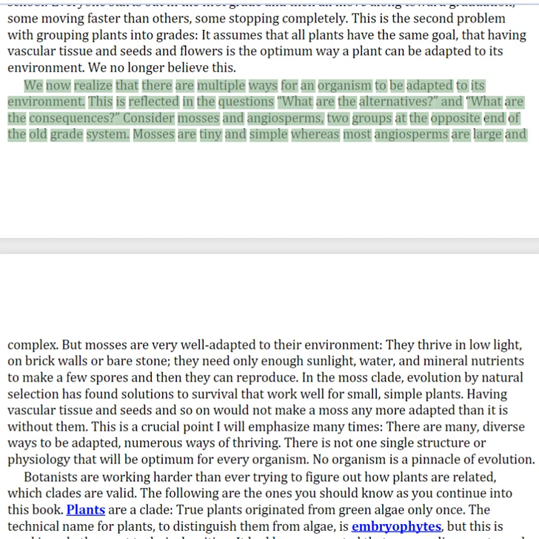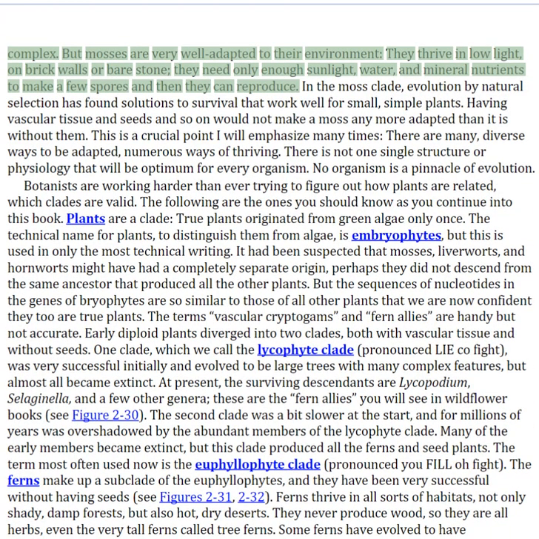Consider mosses and angiosperms, two groups at the opposite ends of the old grade system. Mosses are tiny and simple whereas most angiosperms are large and complex. But mosses are very well adapted to their environment. They thrive in low light, on brick walls or bare stone. They need only enough sunlight, water, and mineral nutrients to make a few spores and then they can reproduce.